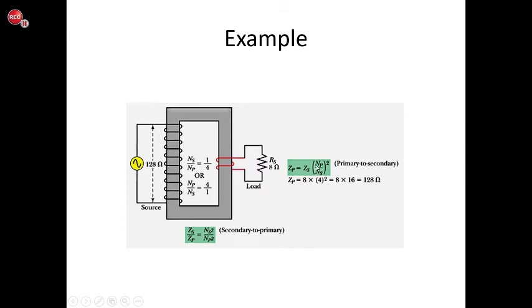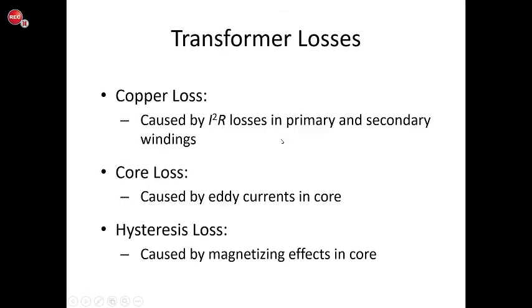And so the turns ratio is 4. The formula says that we square the turns ratio, multiply by the secondary impedance, and that gives us the primary impedance. So 4 squared is 16. 16 times 8 is 128. We expect a primary impedance of 128 ohms.